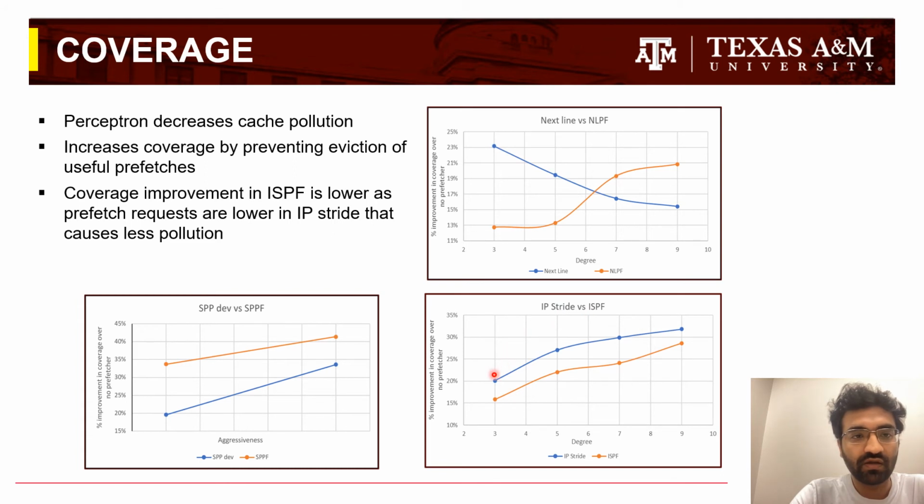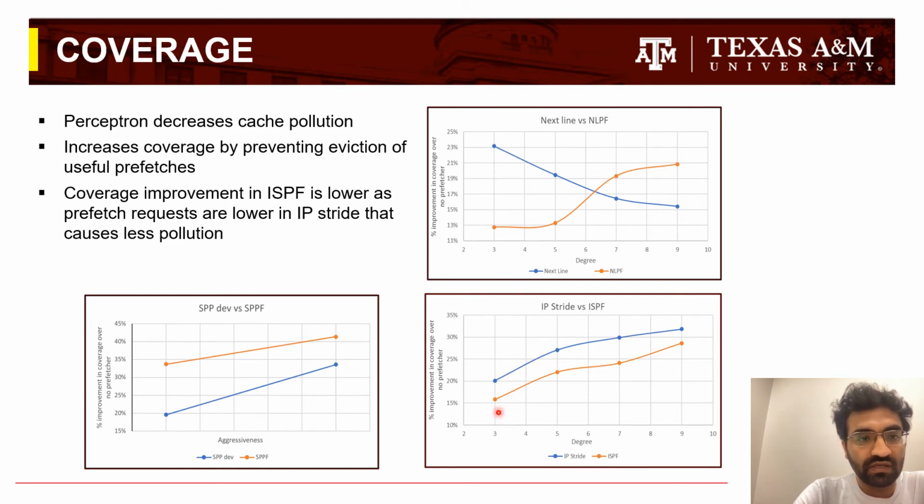In the IP stride, it is important to remember that the prefetch requests that were sent by IP stride were less as compared to the other prefetchers, due to which when we increase the degree, the knocking out of the data is not as pronounced as in the other prefetchers. Due to this, the coverage is increasing for the baseline IP stride when we increase degree, and the same trend is being followed by our ISPF.